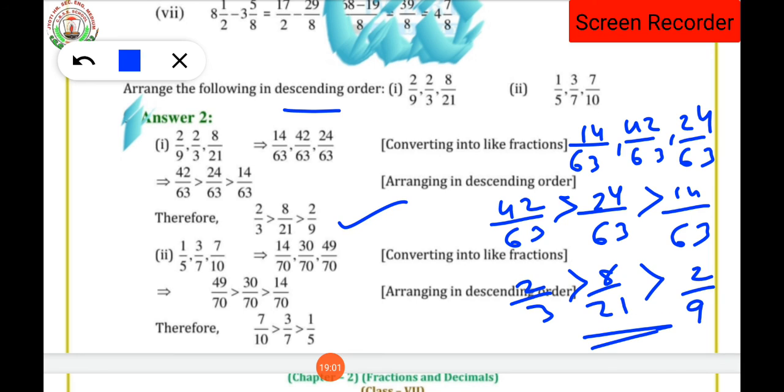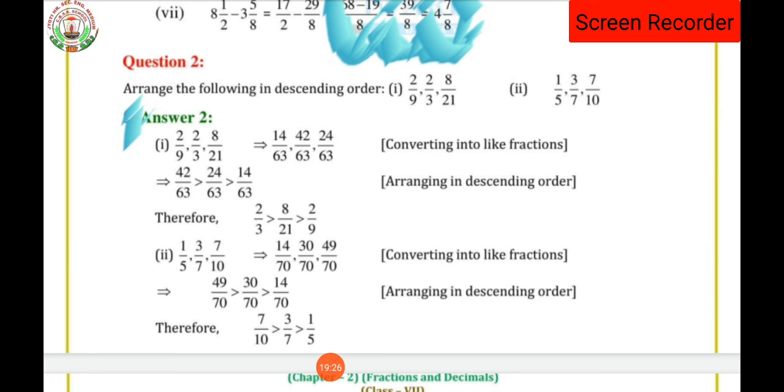Clear everyone? Have you understood how to solve? So dear student, in this way you have to solve. I hope you people understood how to solve the question. Okay, so take the LCM when there are unlike fractions and it is asked to arrange them in ascending or descending order. We have to take the LCM, converting them to like fractions. Then after converting to like fractions, we can easily arrange them. So the second part you can do on your own. So dear student, for today, thank you everyone.